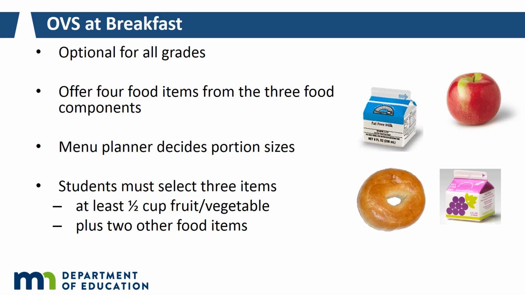Students must select at least half a cup of fruit or vegetable plus 2 other food items for the meal to be counted and claimed for reimbursement. Students must be allowed to select all 4 items.